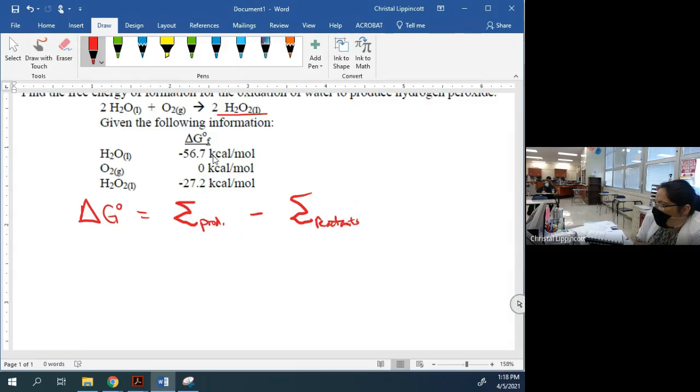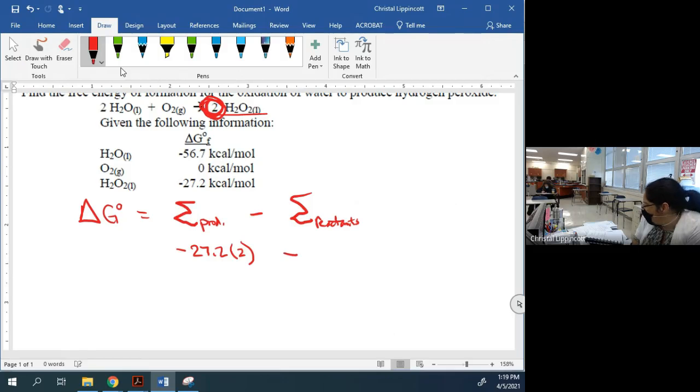So again, be careful with these, because if you are given a huge list of tables, make sure you're checking for the states of matter, because sometimes, like water, they'll have gas in there, and they'll have solid as well. So make sure that when you're checking those tables, you're picking the right one. Okay, so this is going to be minus 27.2, and we're going to multiply that by 2 because of this coefficient here. So that's where that 2 came from.